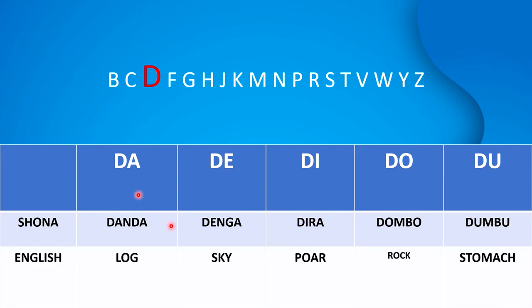So for da, we've got danda. For de, we've got denga. For di, we've got dira. For do, we've got dombo. For du, we've got dumbu.